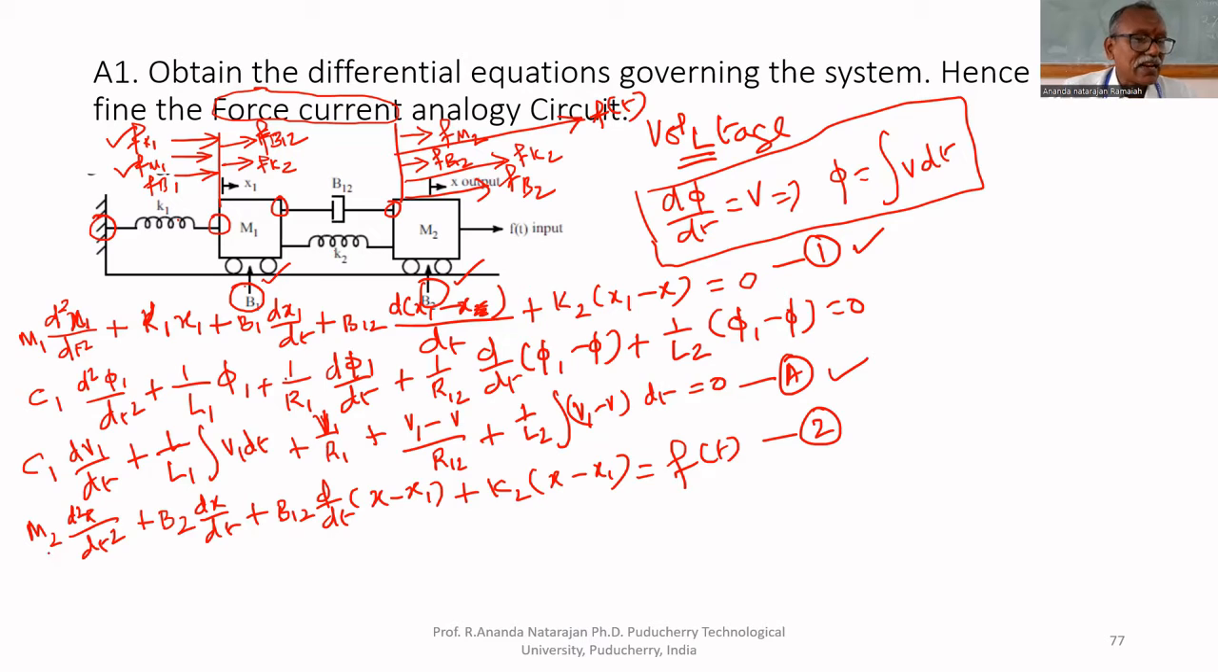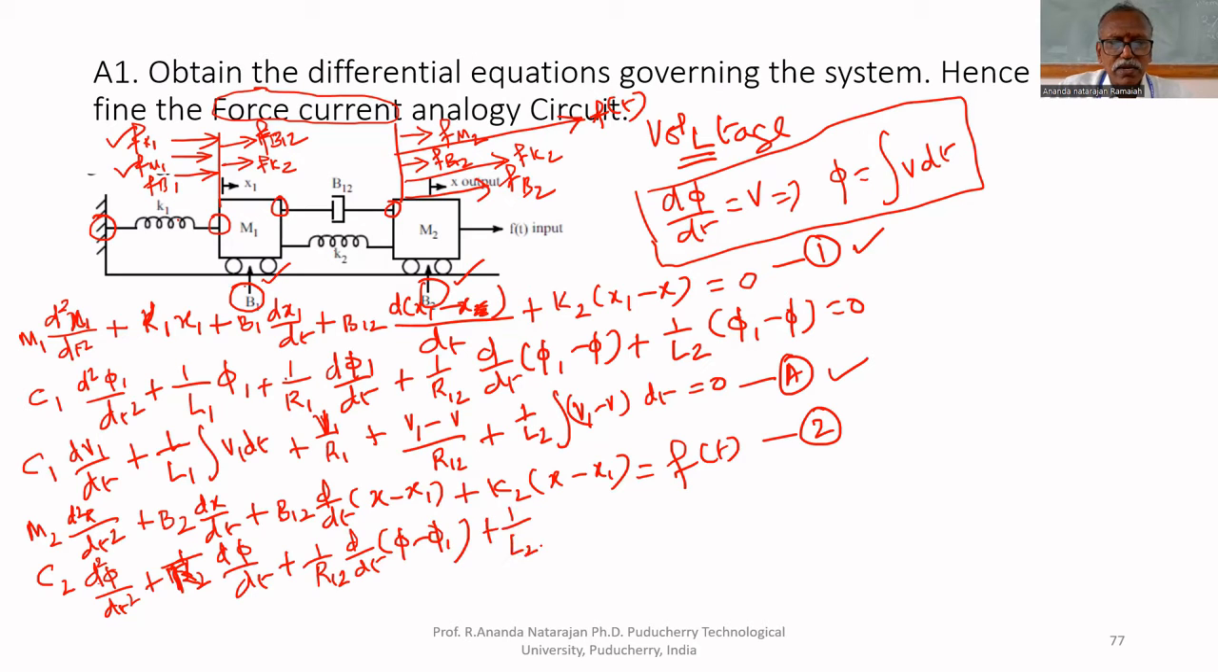Now we have to find the electrical analogy. For that, C2 d square phi upon dt square plus B2 equal to what? 1 upon R2 d phi by dt plus 1 upon R12 d upon dt of (phi minus phi 1) plus 1 upon L2 (phi minus phi 1) equal to I of t. This is the equation in terms of flux.